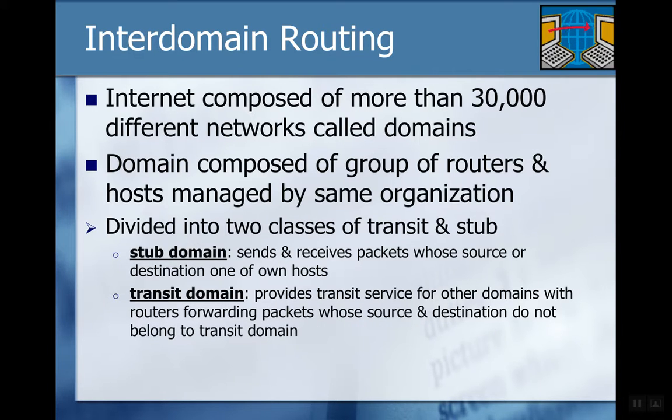The internet itself, when you actually look at it, is not necessarily a single thing. It's actually 30,000 different networks. Each of those networks is called a domain. A domain is a group of routers and hosts in the same organization. How you get from place to place in the internet is basically how these different networks are organized and structured and exchange information to ultimately find a destination.